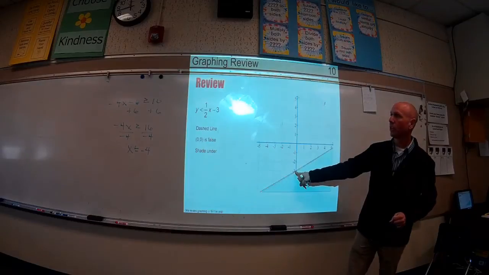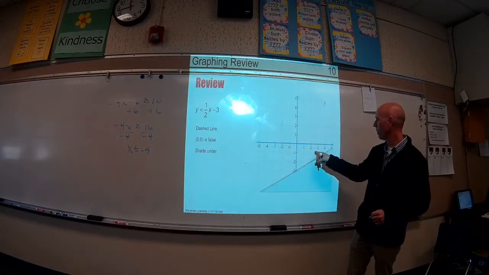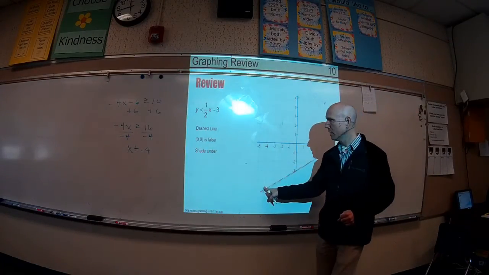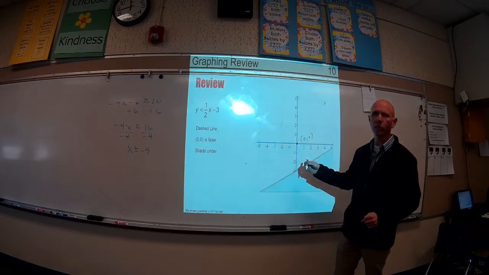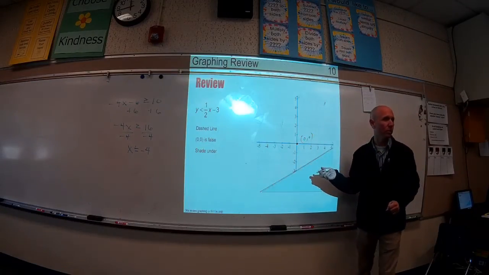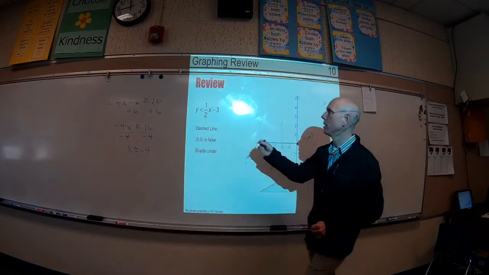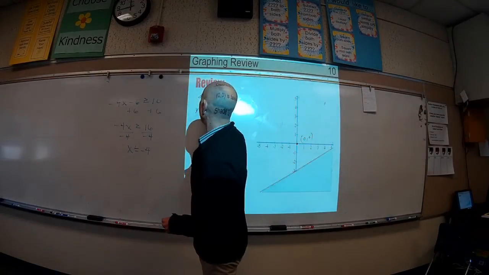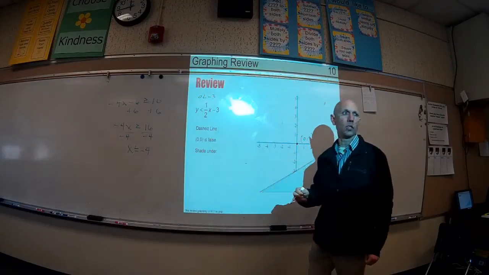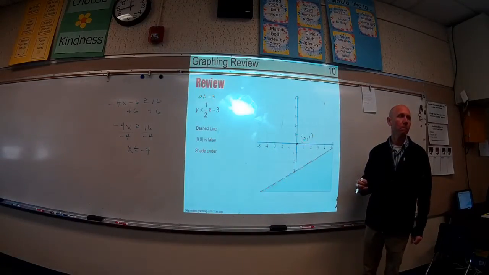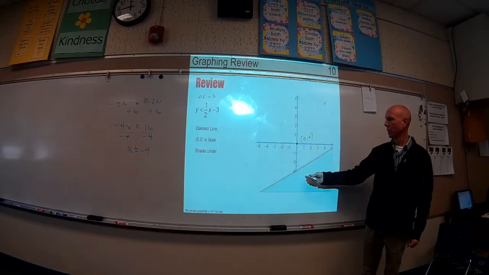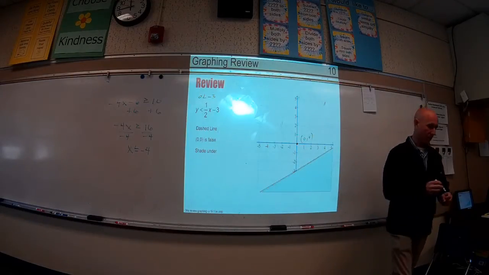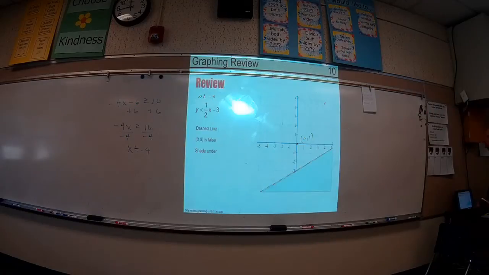I start here at -3. I go up 1 over 2, up 1 over 2. I draw a dashed line. I'm going to test 0, 0. Let's see if 0, 0 is true or false. According to the graph, what is it? False. Let's see. 0 is less than -3. True or false? Oh no, it's false. This is false, so where do I shade? The other side of it. Okay. That one's for you.